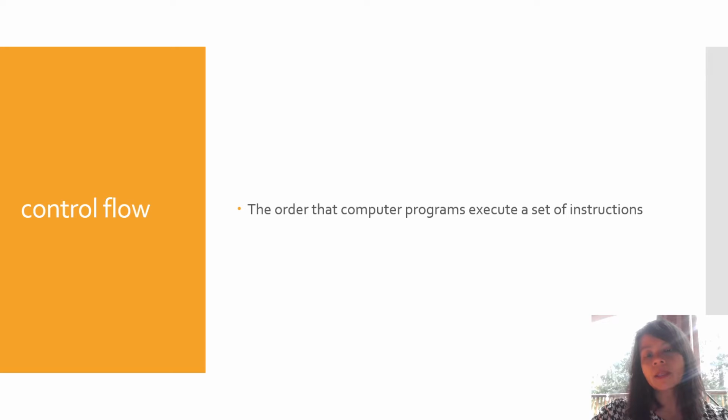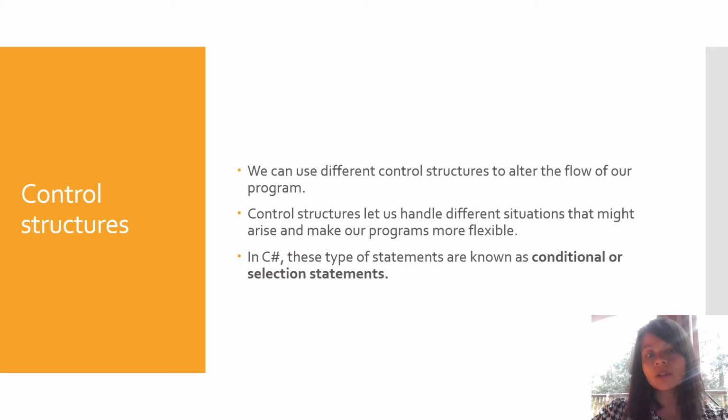The order that computer programs go through and execute a set of instructions is called the control flow. The control structures are what we use to alter the flow of our program. Control structures let us handle different situations that might arise and make our programs more flexible. In C#, these types of statements are known as conditional or selection statements.